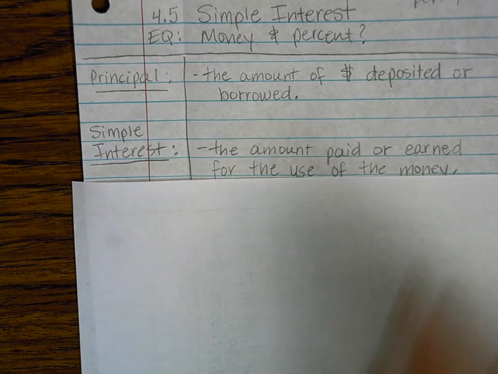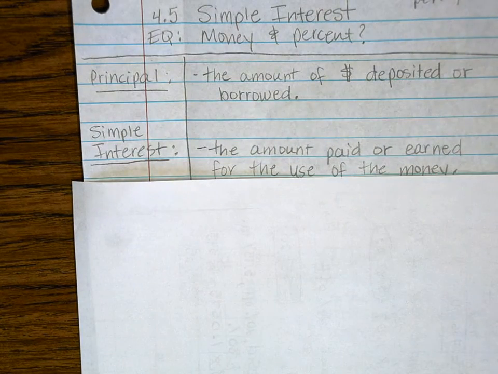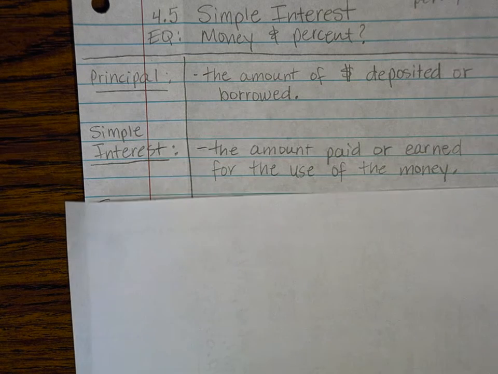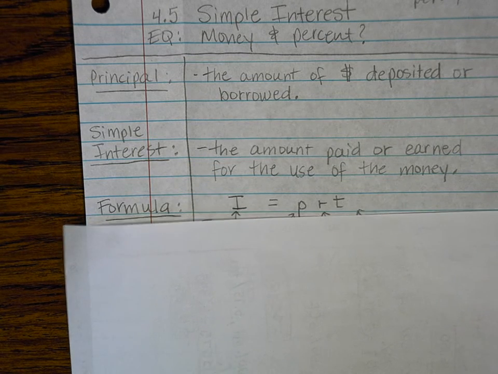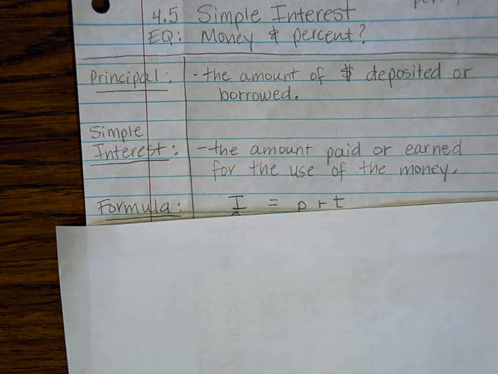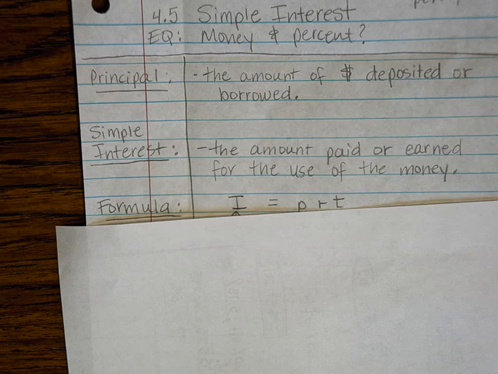Any questions so far? Good? All right. Then you guys saw this formula in your book. And it was I equals PRT, and someone said, yeah, P is probably principal, and you're right, and then someone else said T was time, and that's right. What is the I? Interest. What is the R? Rate.